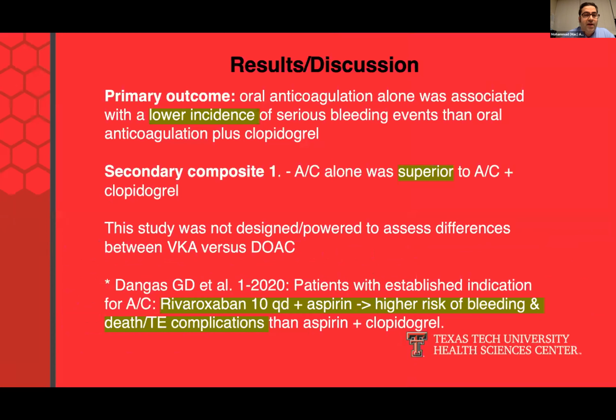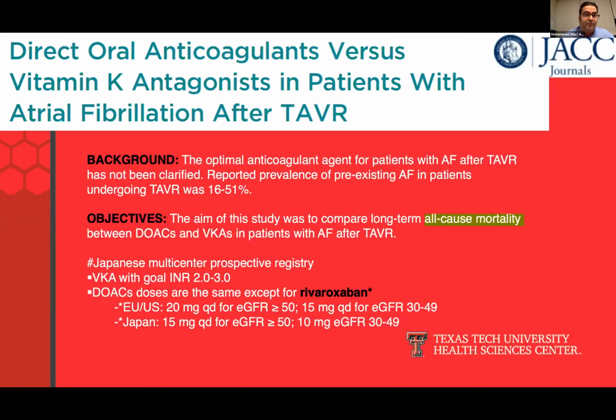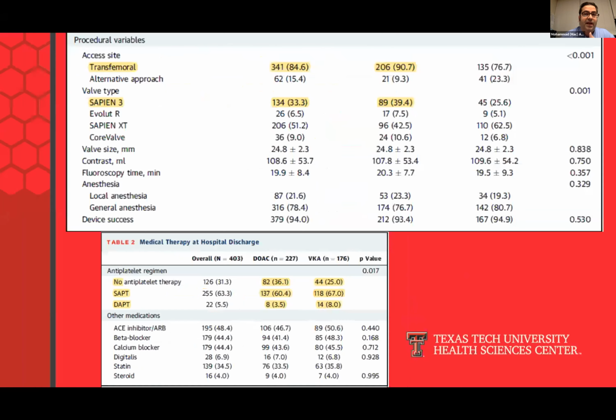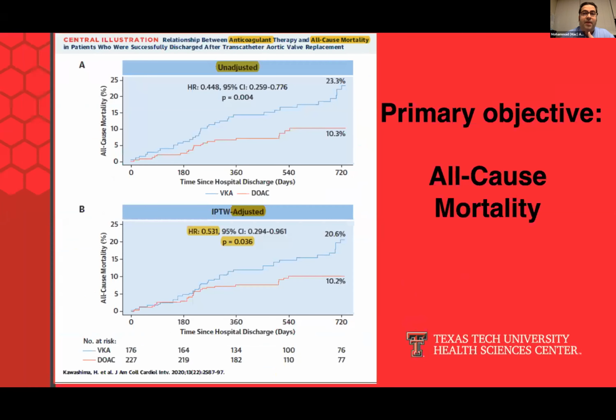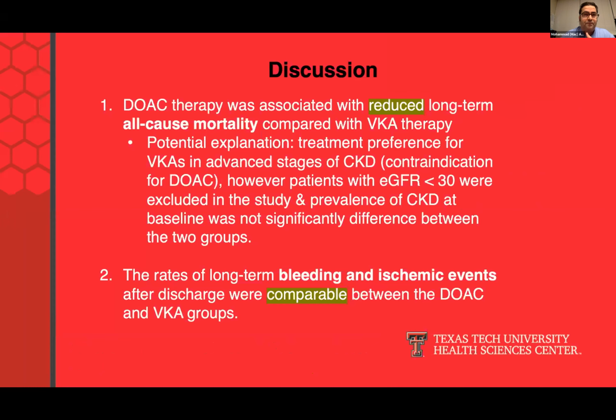When you look at another trial that was published by George Dangas in January of 2020, patients with an established indication for anticoagulation, they would talk about the dual therapy, rivaroxaban 10 mg plus aspirin, was higher risk of bleeding and death as compared to those with aspirin and Plavix alone. I won't go into this other trial, but I will just conclude in the interest of time with the final take-home message.